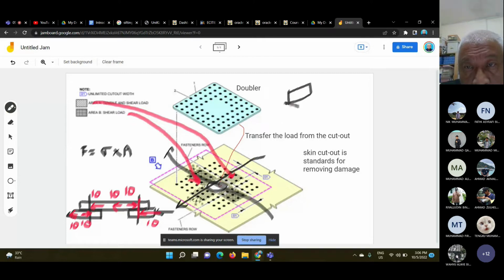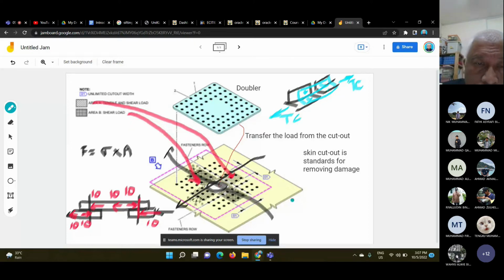We have an angle. We cut the angle into two, so we have another angle, and then we put a doubler to carry the loads. And we install rivets. So this is quite straightforward because the load is only in one direction: tension or compression.